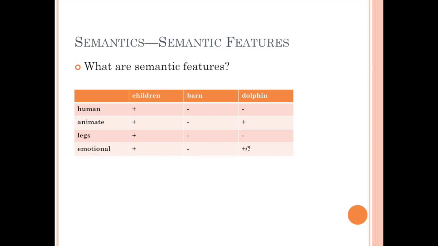For the barn to love the children, it clearly has to have some of these semantic features. For the dolphin to be walked, it would have to have one of these semantic features. Is it humanness that the barn needs? The dolphin isn't human. Would we say it can love the children? That would hinge on yet another semantic feature. You can see how semantic features work to allow us to represent the various meanings that a word has.